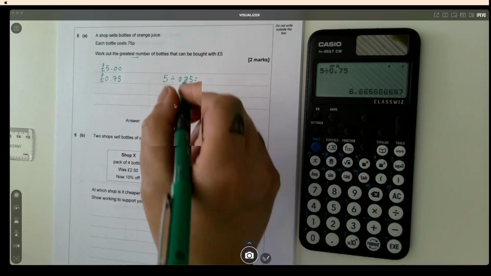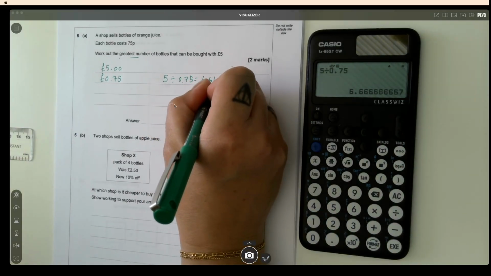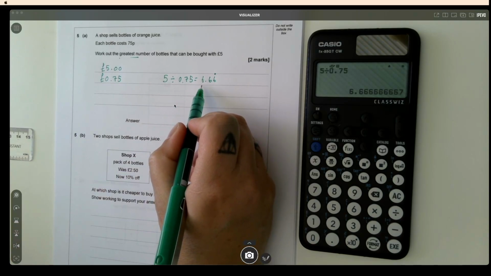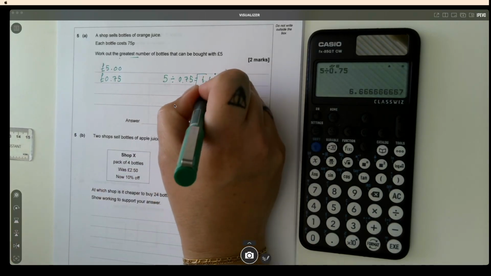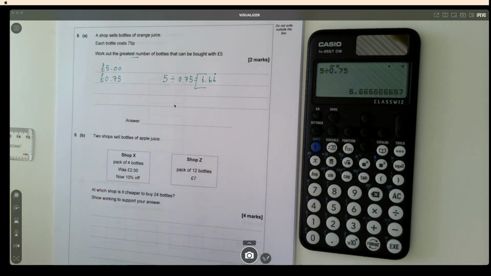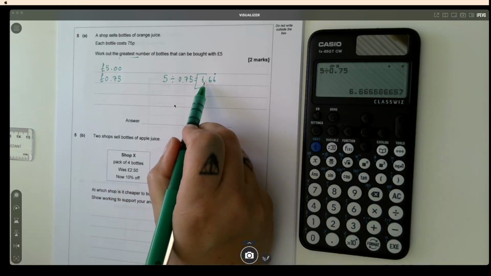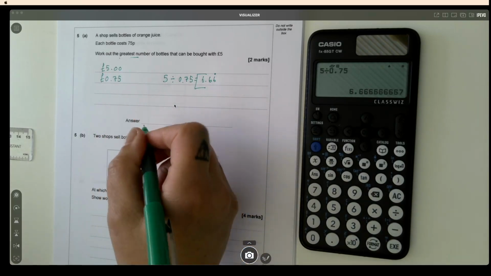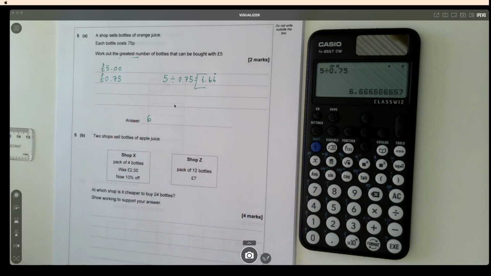So 5 divided by 0.75 is 6.66 recurring. Now it wants the greatest number of bottles that can be bought with £5. We can only buy 6. This whole number part here is the most we could buy at 75 pence a bottle, because we can't buy 0.6 recurring of a bottle. So the greatest number of bottles that can be bought is 6.